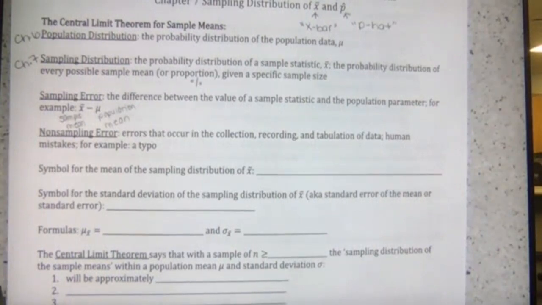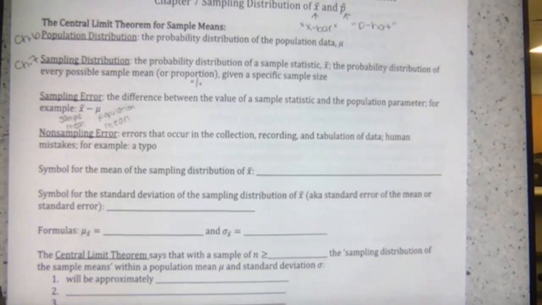But a non-sampling error is another error that can occur, in the collection, recording, or tabulation of data. It's like a human mistake. So it's just a typo. Whenever you're recording something, if you write down the wrong number, for example, it's going to give you an error in your answer, but the error is caused by a typo more so than the actual statistics part of it. So that would be a non-sampling error.